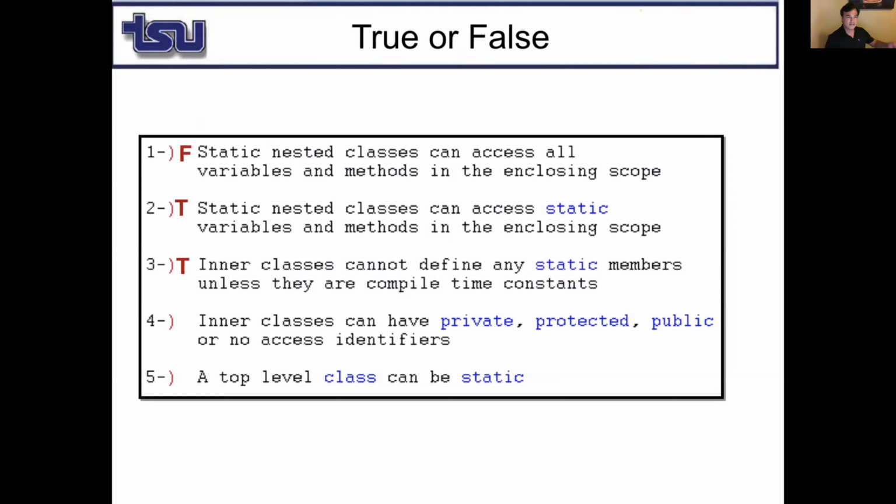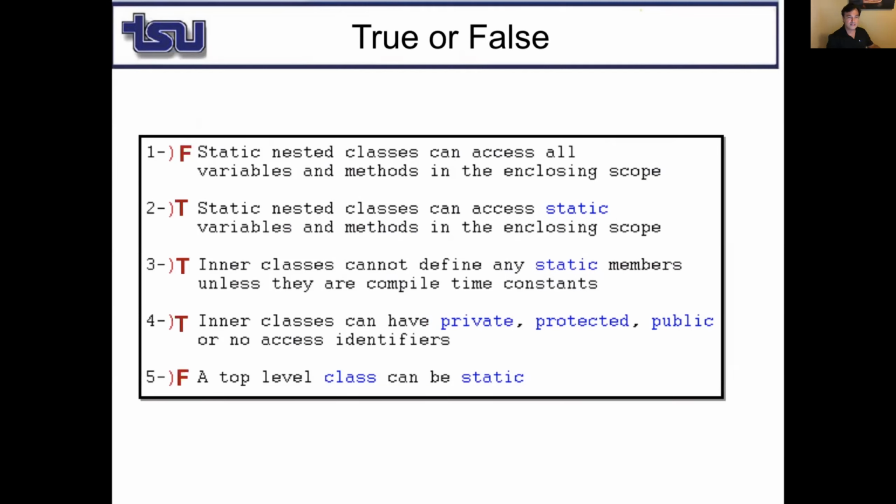Inner classes cannot define any static members unless they are compile time constants. If you remember, I said that in an inner class, you cannot have static int x equal to 10, but you can have static final int x equal to 10. Inner classes can be private, protected, public. Sure, just like methods can be what? Private, protected, public.